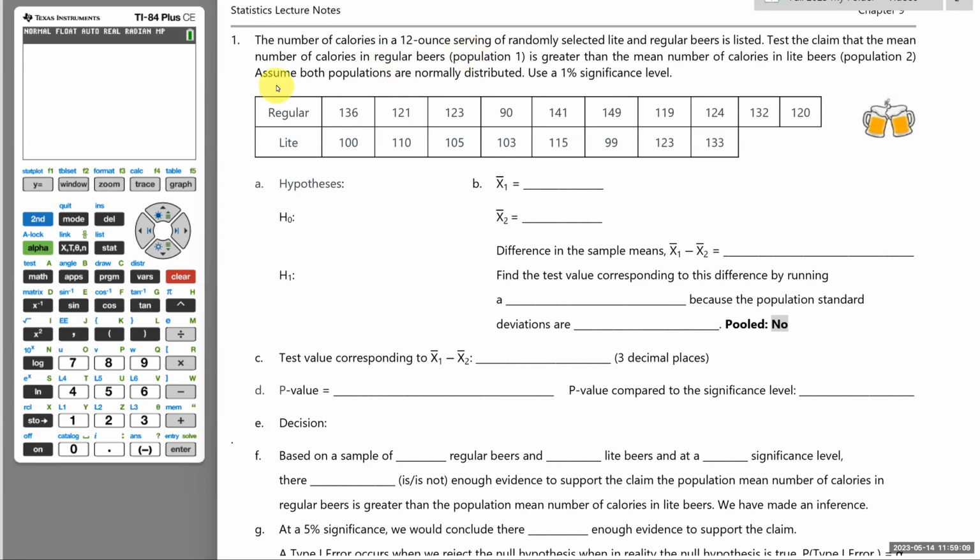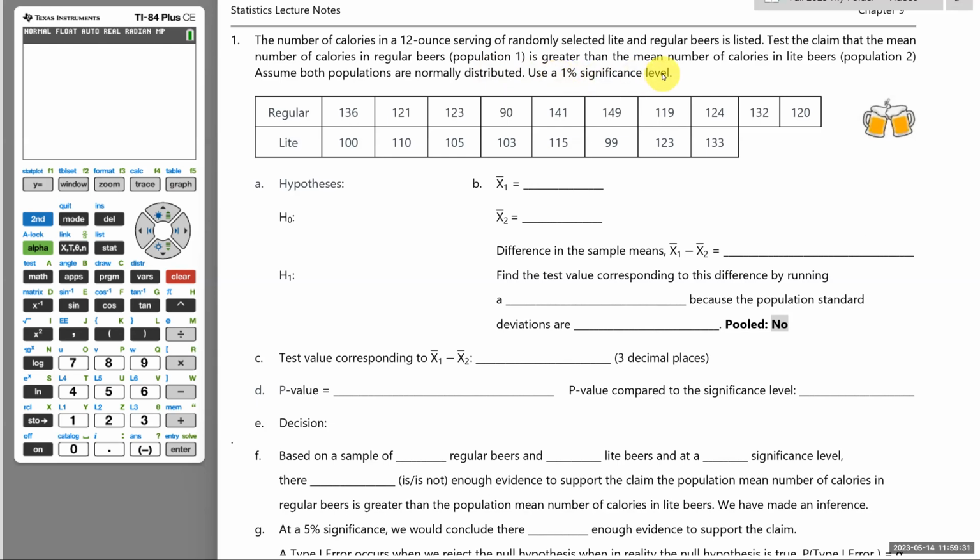Assume both populations are normally distributed. That statement is required because we do have small sample sizes. So our sample sizes are under 30. So this is just a requirement in order to continue with the hypothesis test of the mean. And we'll be using a 1% significance level.